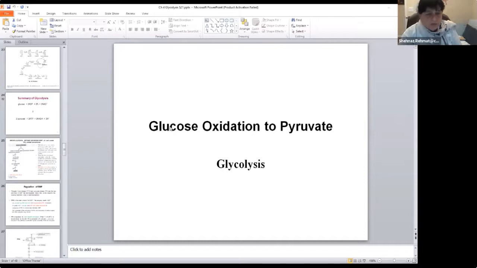Pyruvate. So glycolysis goes from glucose oxidation to pyruvate. This is an oxidative process where glucose, a 6-carbon compound, will be converted to pyruvate, which is a 3-carbon compound, and then further breakdown of the pyruvate will occur. So what is the purpose of glucose oxidation, first of all? Why does the cell want to break down the 6-carbon compound and bring it down to the 3-carbon compound?